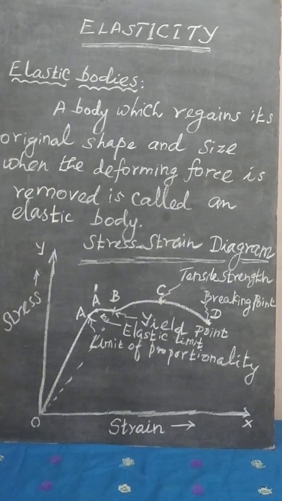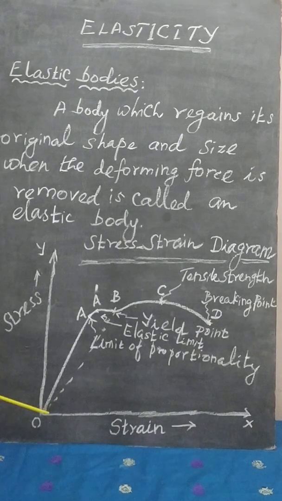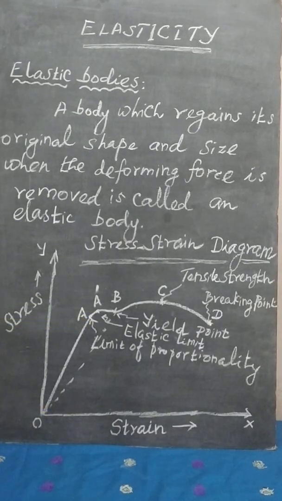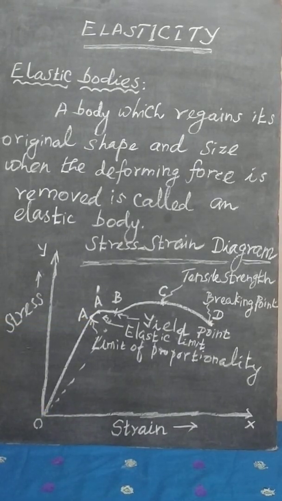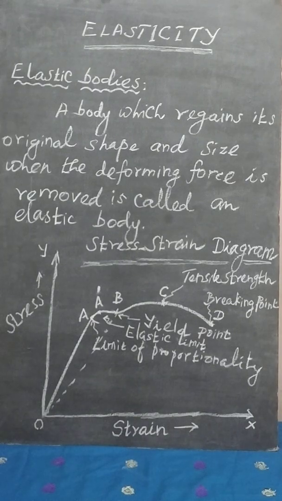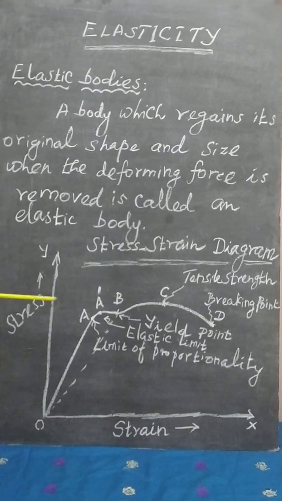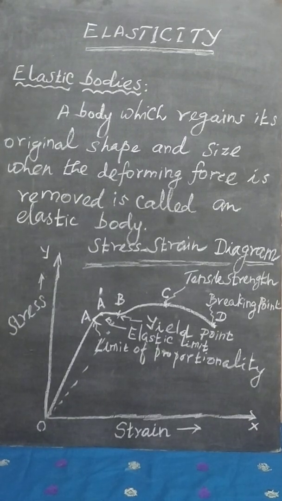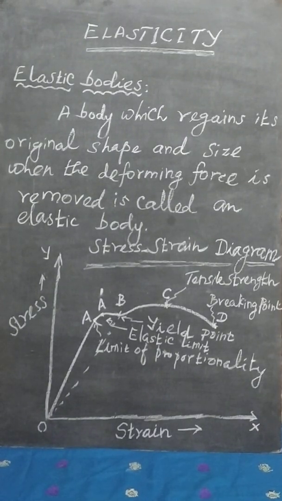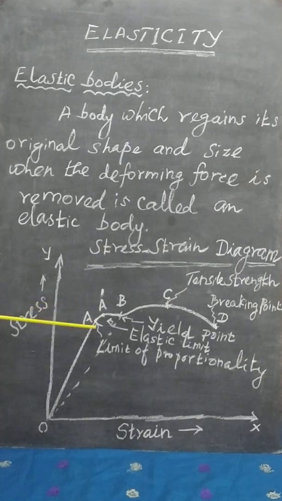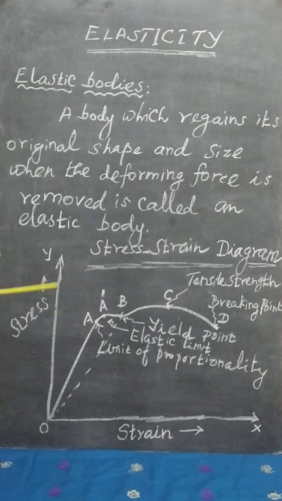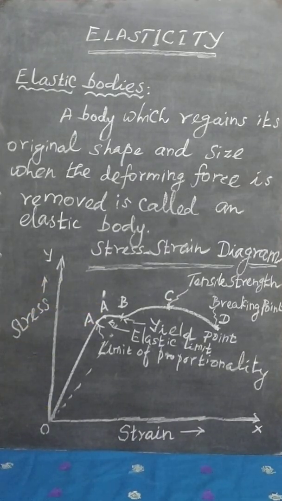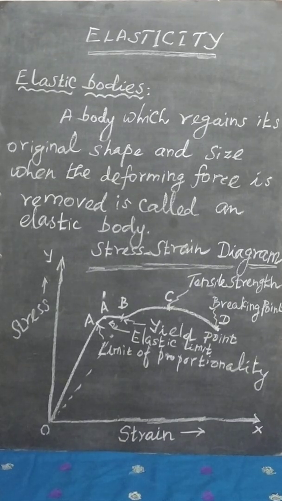This shows what? From the point O to the point A, the material behaves as a perfect elastic material. That means up to this point A, the particular load is removed. That means we applied the load in the beginning. When the external load is removed, the material will regain its original shape or size or length.